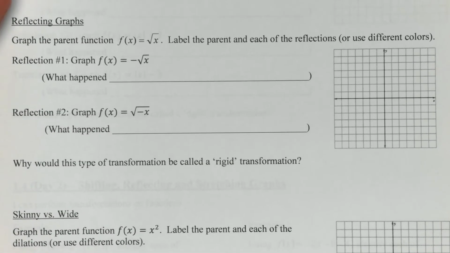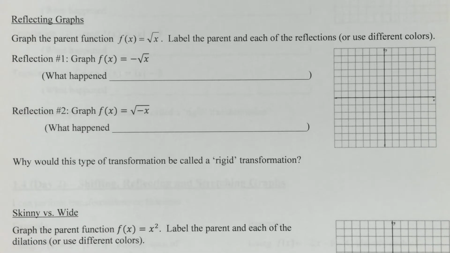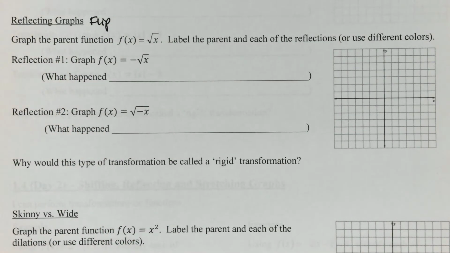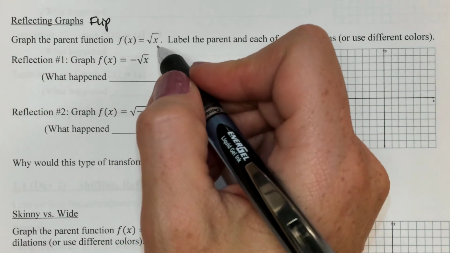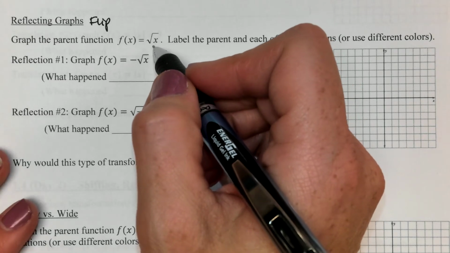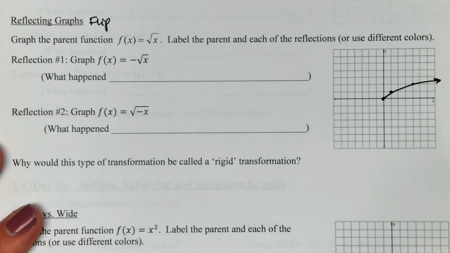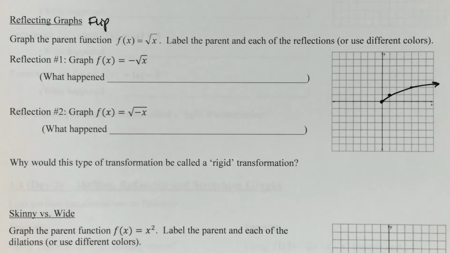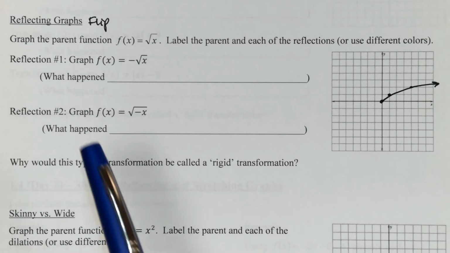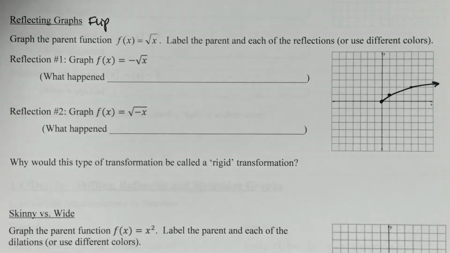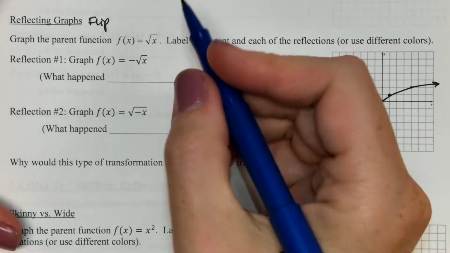So the first kind we're going to do is reflecting. So we can reflect graphs or flip them. And so we're going to use the square root of x function because it's one of the easier ones to tell when there's a difference. So this is our basic square root of x function. And then, I'm going to grab some different colors. And then it says, can you please graph negative square root of x? And I'll make that be this nice blue color, negative square root of x.